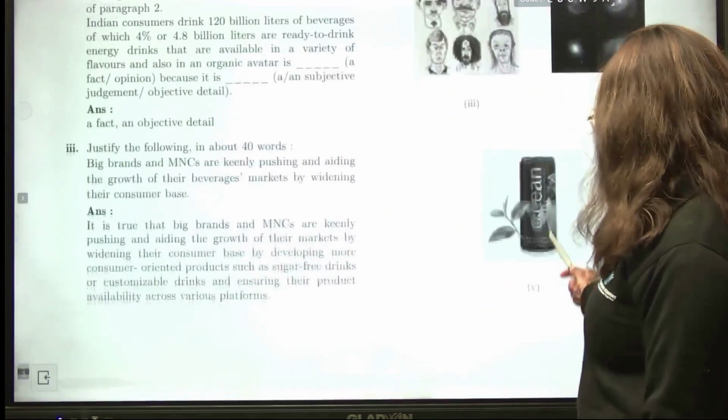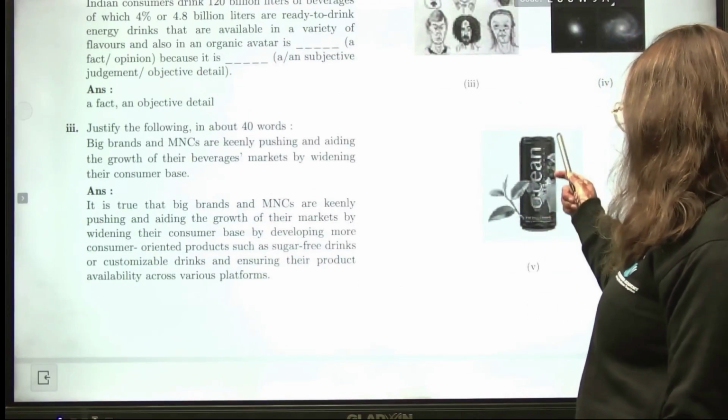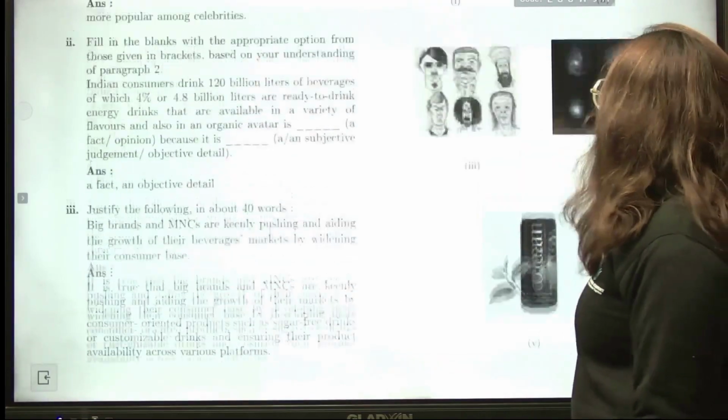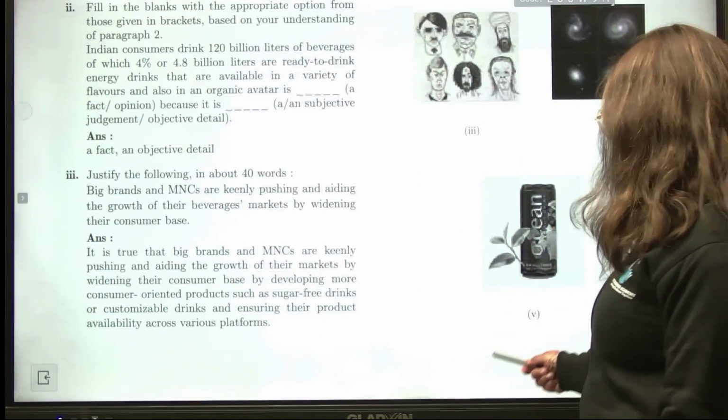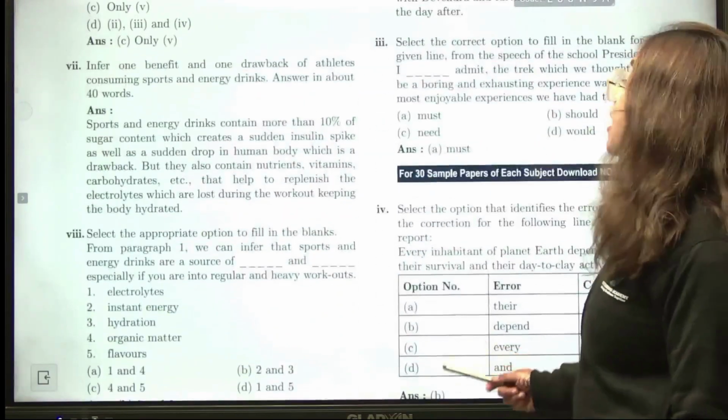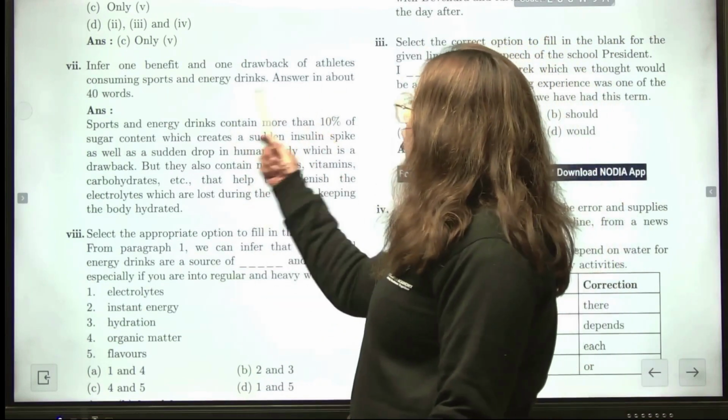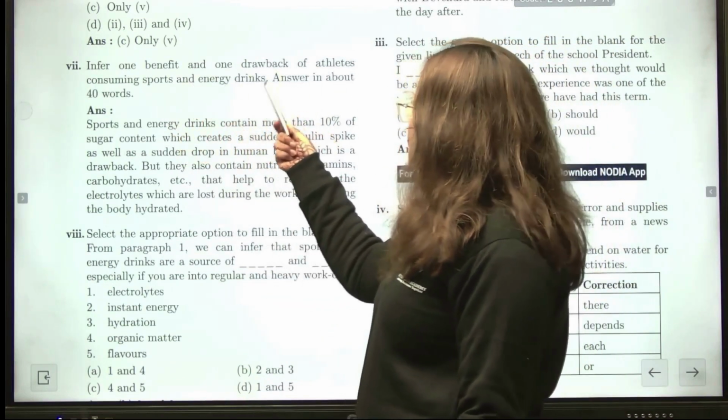So and this is also Avatar, this is an energy drink. So yes, we are talking about only this because this is the drink only. Clear? Next is infer any one benefit and one drawback of athletes consuming sports and energy drink.